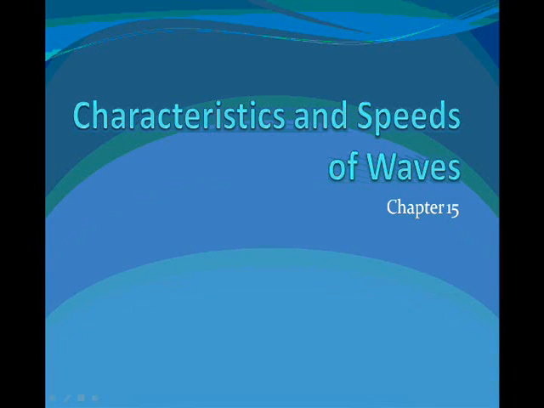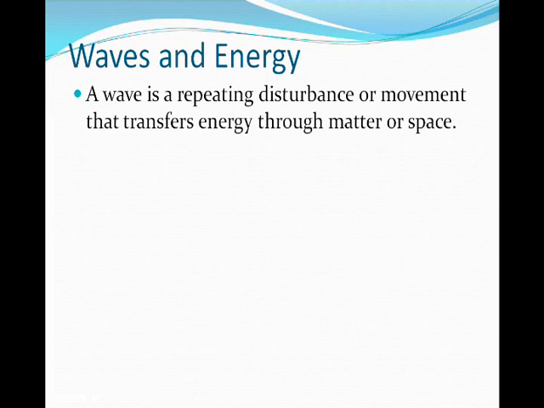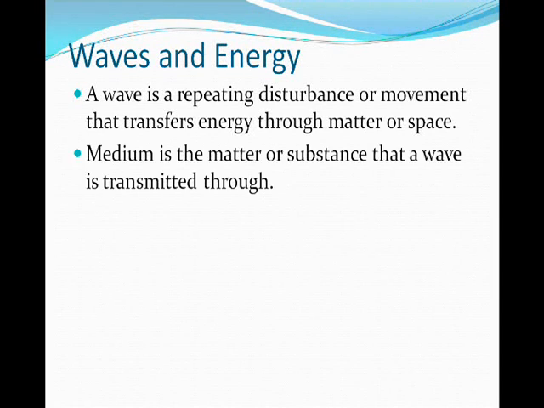Okay, it's now time to talk about the characteristics of waves, but also learn how to calculate the speed of a wave. Now, a wave is a repeating disturbance or movement that transfers energy through matter or space. So, for instance, a vibration is a repeating disturbance. It can cause a wave to begin to move, and that wave movement transfers energy. It takes energy from one place to another if it's going through matter or space.